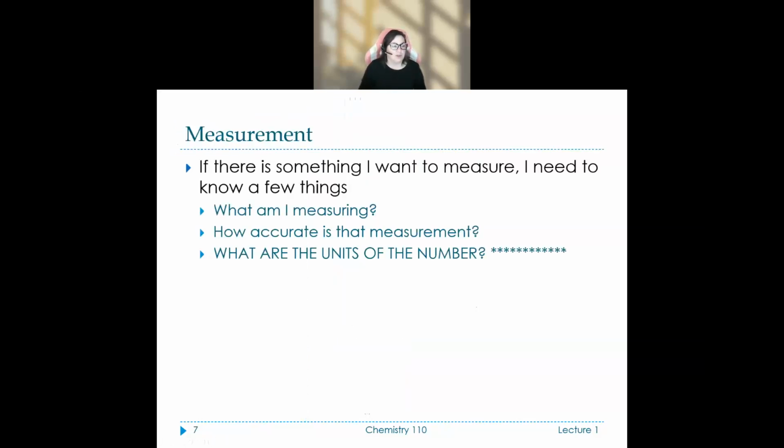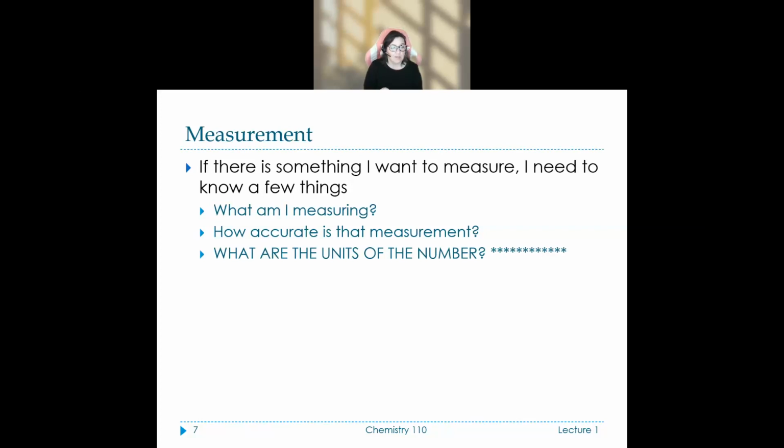Okay, so measurement. Obviously, that's a big deal. We do that a lot in the laboratory. If there's something I want to measure, I need to know a few things. What am I measuring? And how accurate is that measure? And I put another thing: what are the units of that number? Why do I say that? Because to me, units are incredibly important. You'll see that every time I do a mathematical calculation, I include those units. There's a reason for that. And so a number should not exist without a unit.